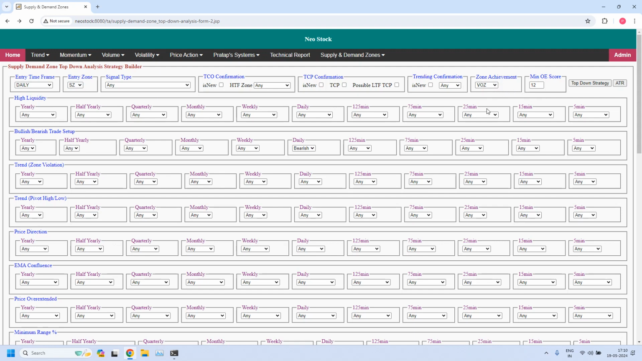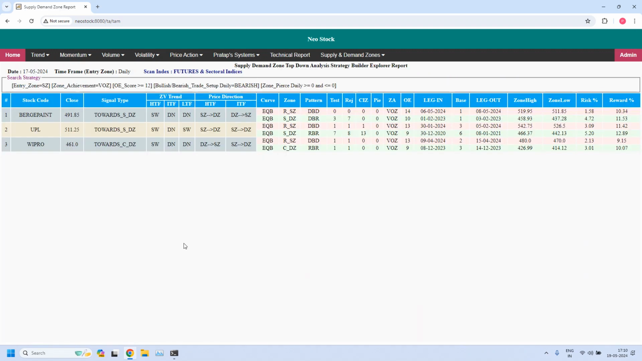But this time these values are applied to the supply zone, the daily supply zone, because the entry zone is the supply zone. So let me generate the report. 3 stocks are filtered. So this is about bearish trade setup for monthly income trade.